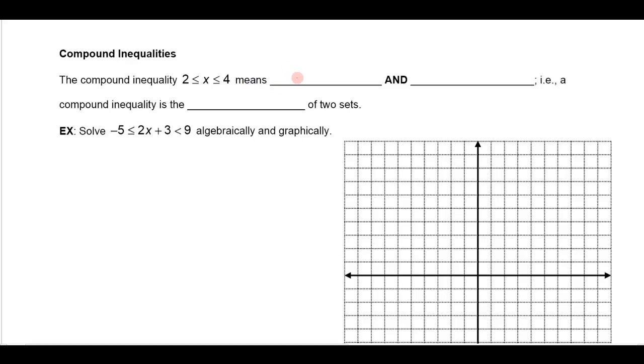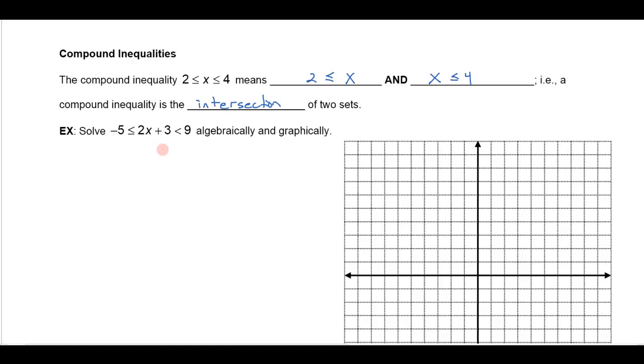It means that on the one hand your x value is greater than or equal to 2, and at the same time your x value is less than or equal to 4. So a compound inequality is actually the intersection, because of that word and, of those two sets.